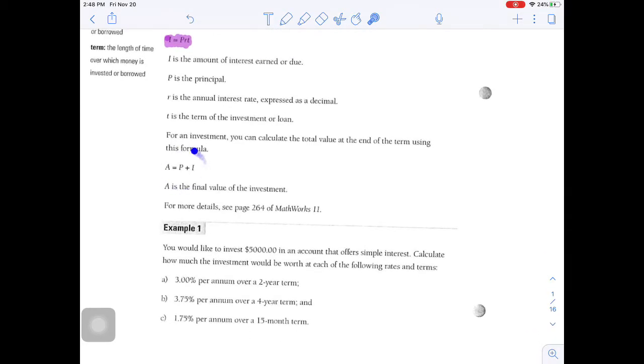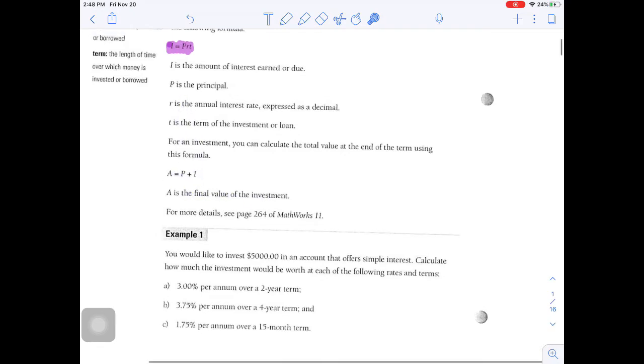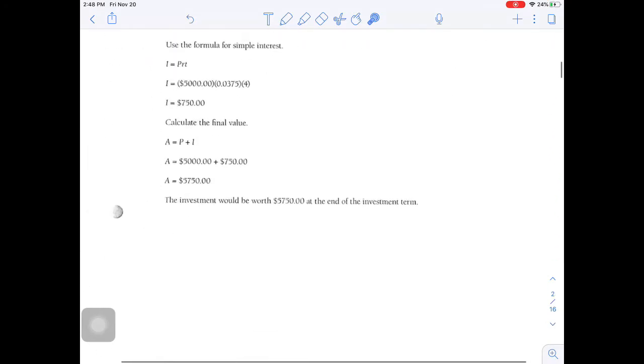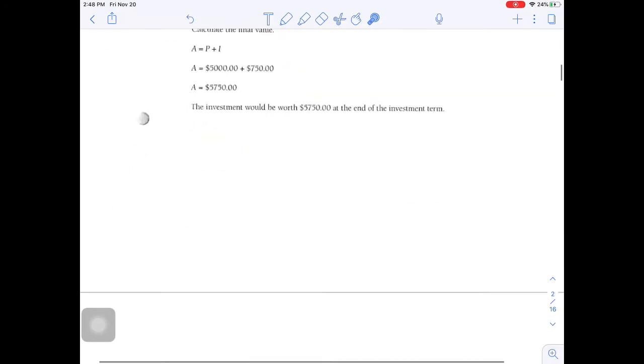This formula here is just really simple. It's just saying what the total amount you have now. So A is the final value of the investment, or how much you totally owe. So you just take what you had originally and add the interest to it. Okay, so let's go down here. There's a worked out example that you can of course read through. The first bit is not too bad.